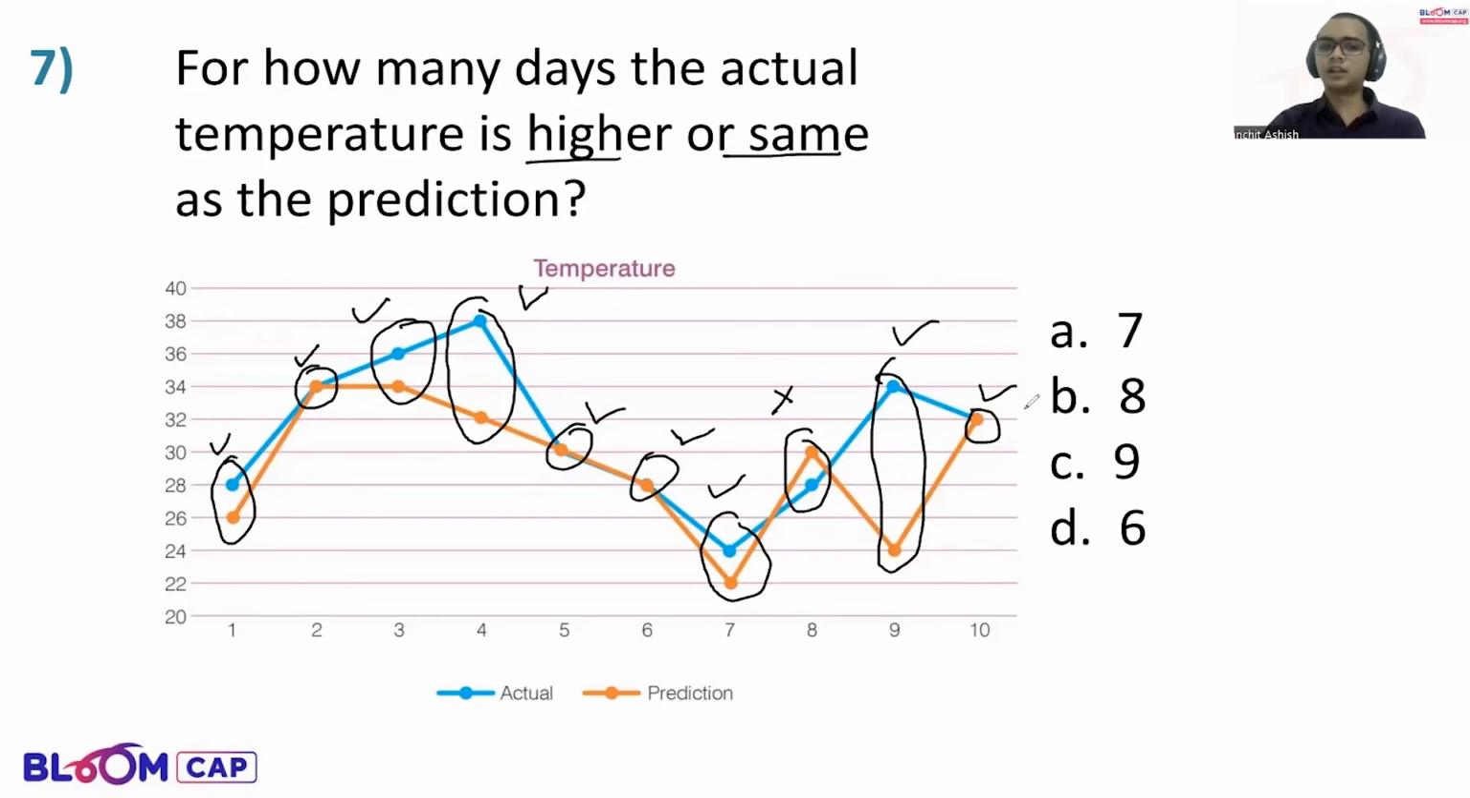So now we have to just count the number of ticks. 1 2 3 4 5 6 7 8 9. Therefore 9 is the answer.